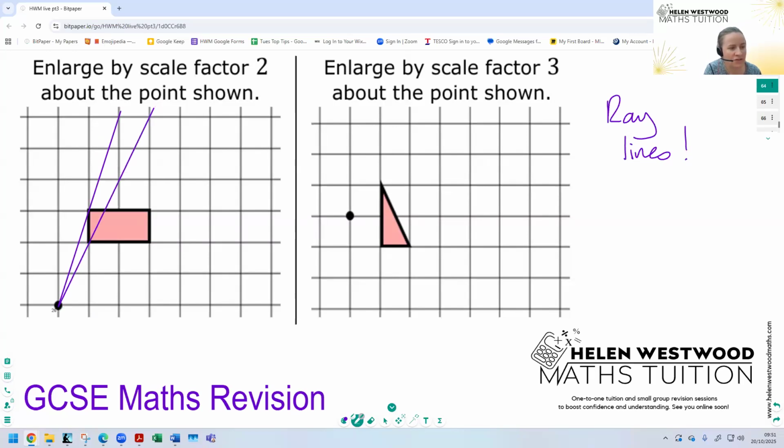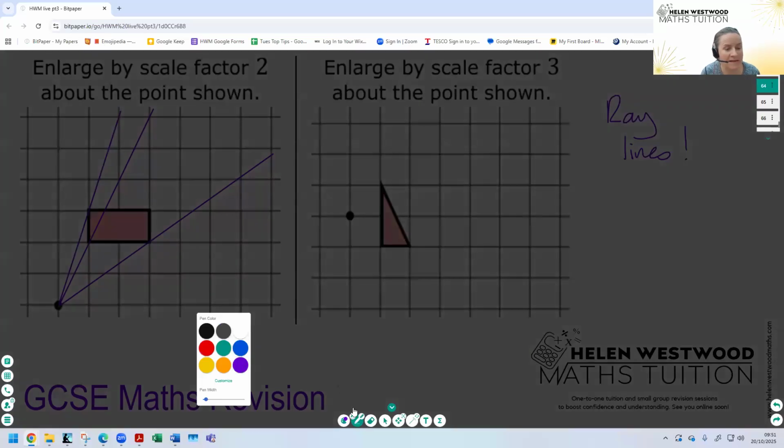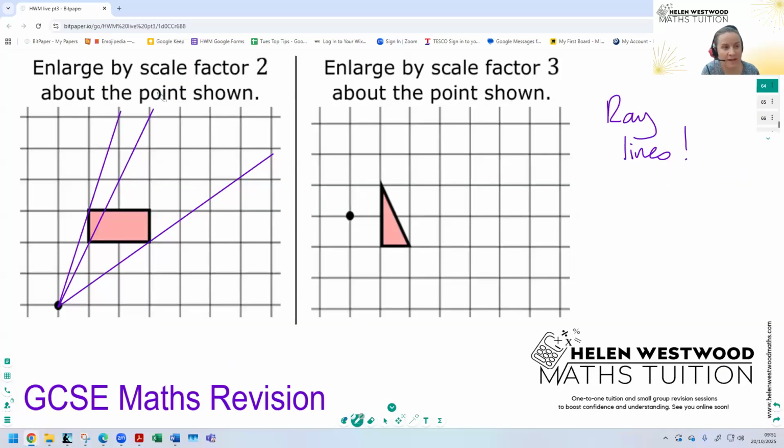So they go from the center of enlargement through the corners of the shape. I'm just going to go through 3 of the corners on our rectangle here, and then across the grid to help us work out where the corners of the enlarged shape will go. Now, because this shape is enlarged by a scale factor of 2, we should already be thinking that the enlarged shape is going to be twice as big.